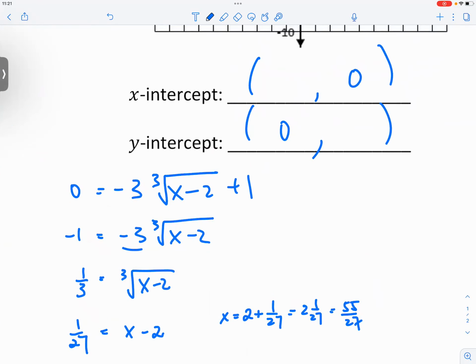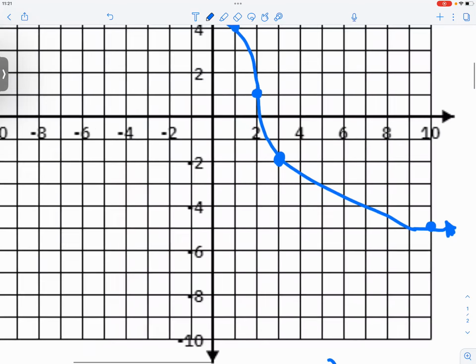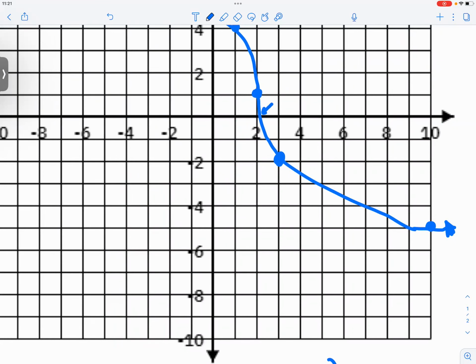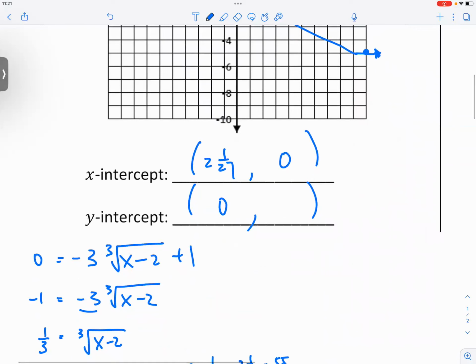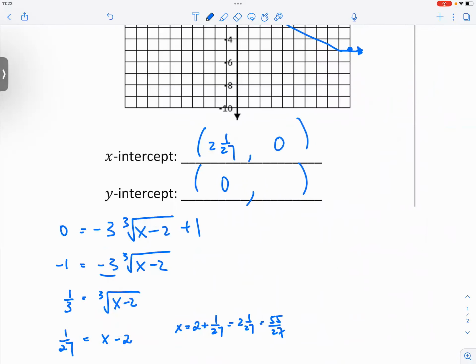But I would say 2 and 1 over 27 would be pretty decent, because if you look at the graph right here, hey, that looks pretty nice, right? It's a little bit over 2. It's just a tiny bit over 2. So that makes good sense, right? For the y-intercept, we have f of 0. The 0 goes into the x. So you have 0 minus 2 inside the cube root, and then plus 1. Okay, so you have this. Okay, don't forget the cube root.